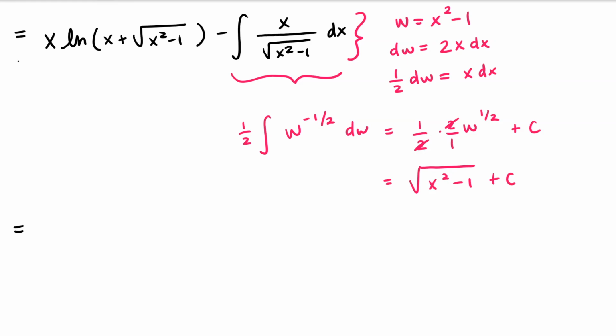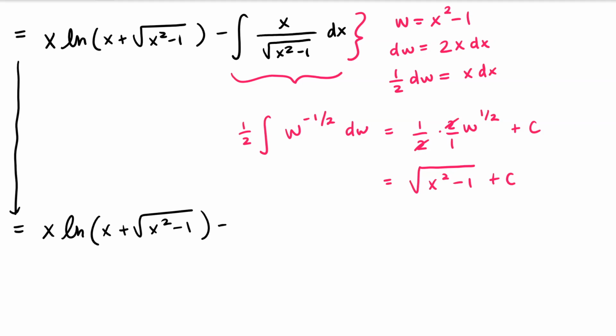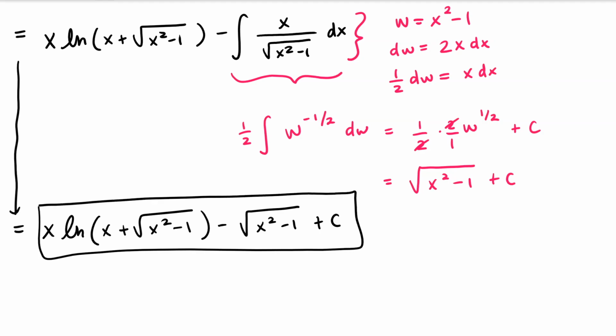So putting this all together now, we have our answer is x times the natural log of x plus the square root of x squared minus 1, minus the expression that we just calculated, which is the square root of x squared minus 1, plus our constant of integration here. And there is our final answer.